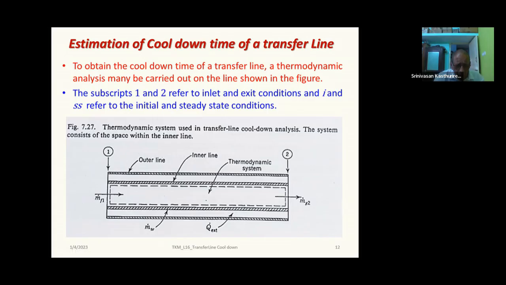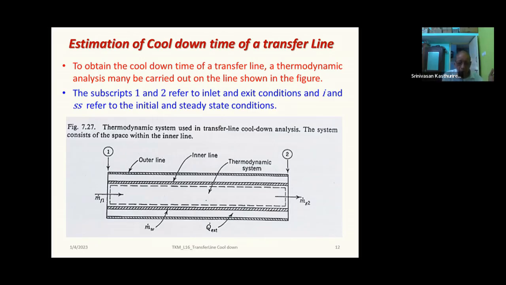Now, there is a dotted line you can see here. This dotted line corresponds to the thermodynamic system we are going to consider. Okay. That dotted line is as close to the wall as possible, at the left end, the right end, and the upper and lower walls, everything put together. That is your thermodynamic system. So what will be the condition? Initially, it will be total vapor, right?